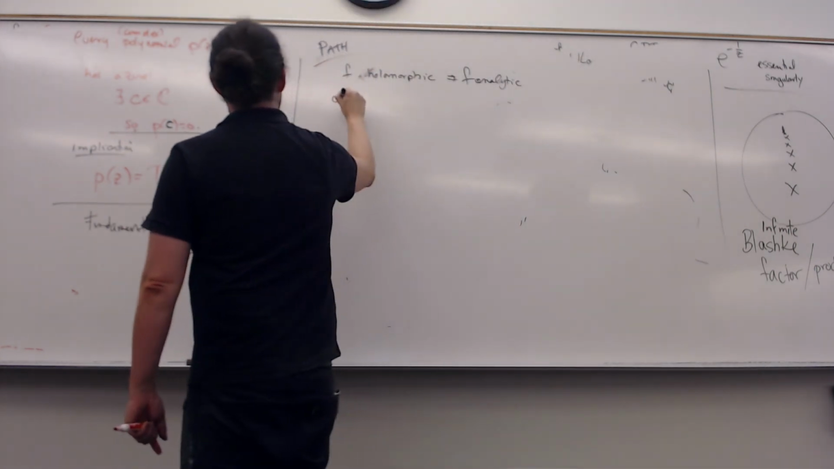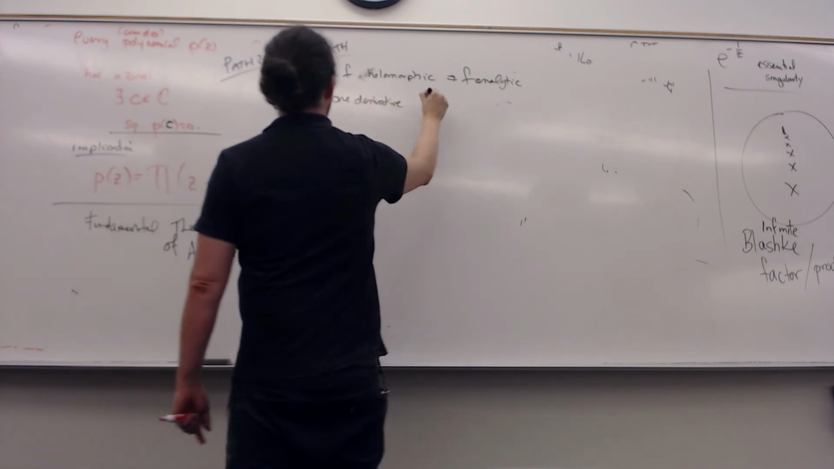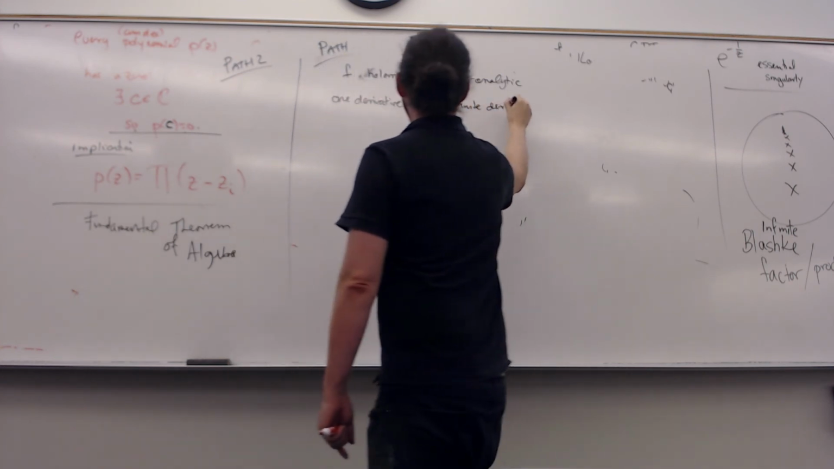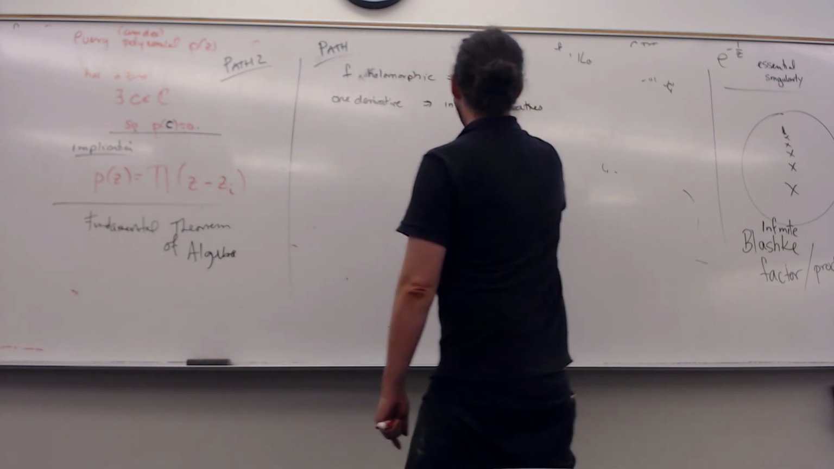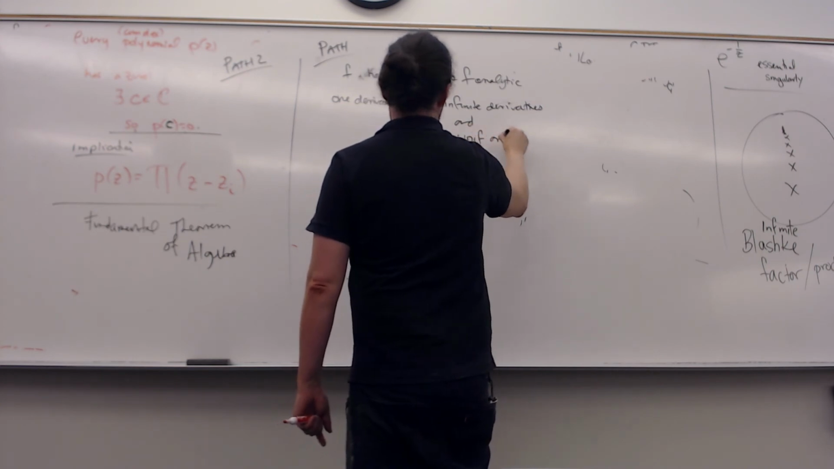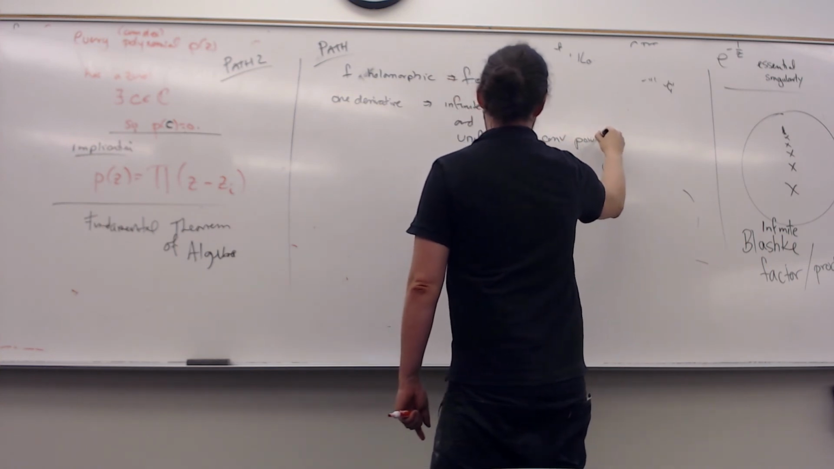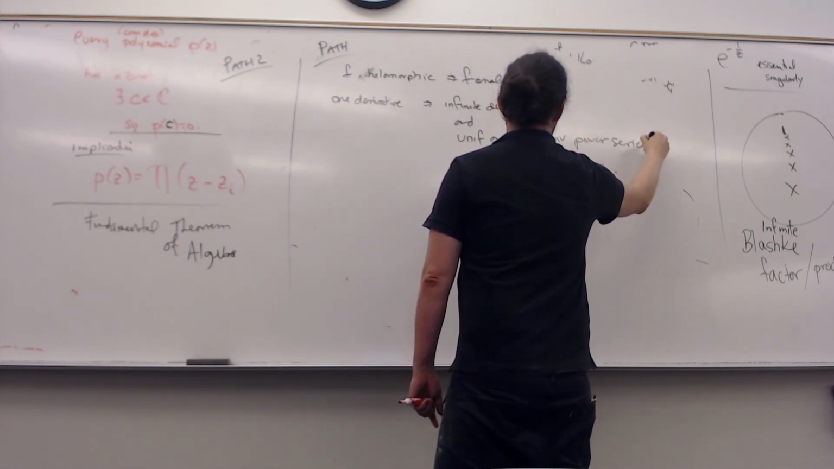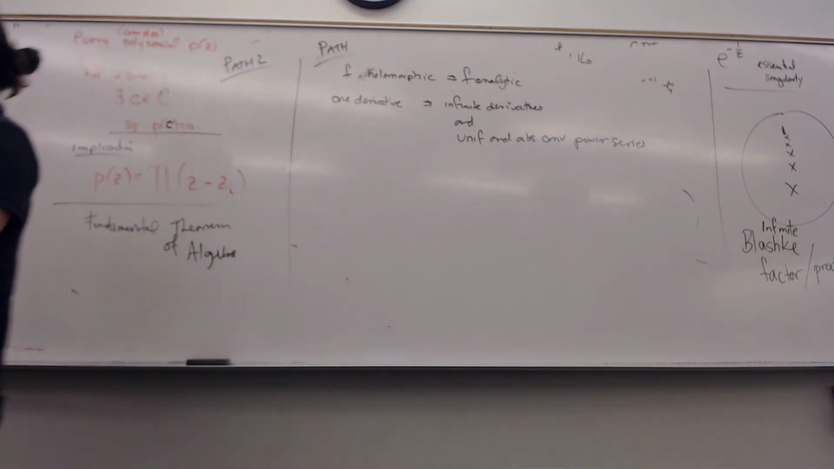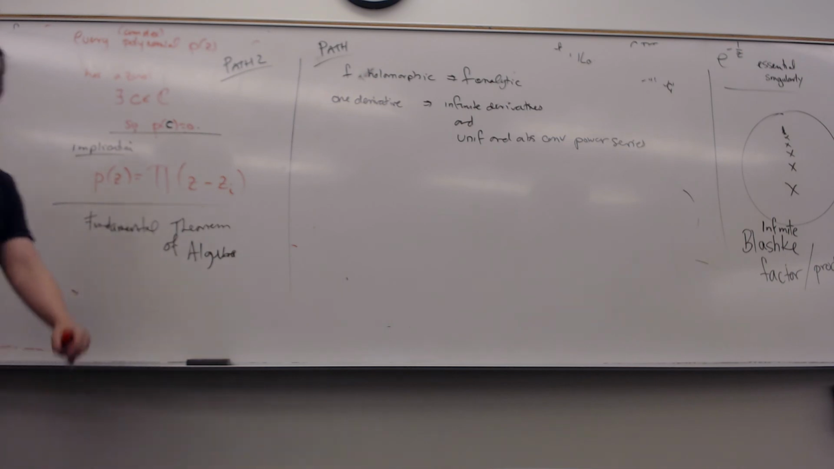One derivative implies infinite derivatives and uniformly and absolutely convergent power series. I just finished waving my hands at this in Calculus 3, right? Where you show people what the Taylor expansion is, but you don't prove why it works. You just say, oh, look, there's this thing called the Taylor expansion.